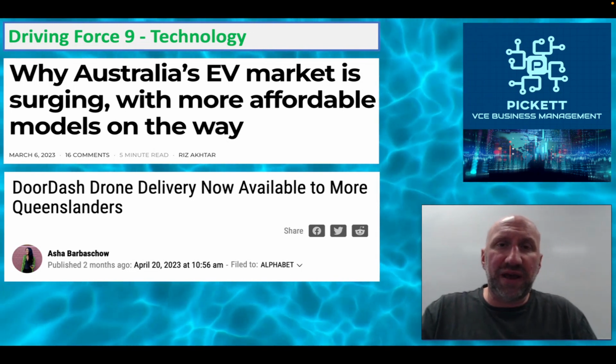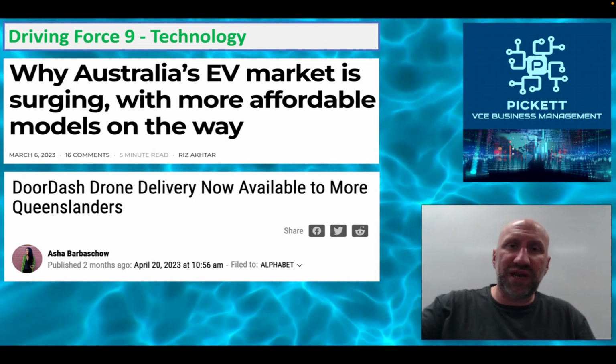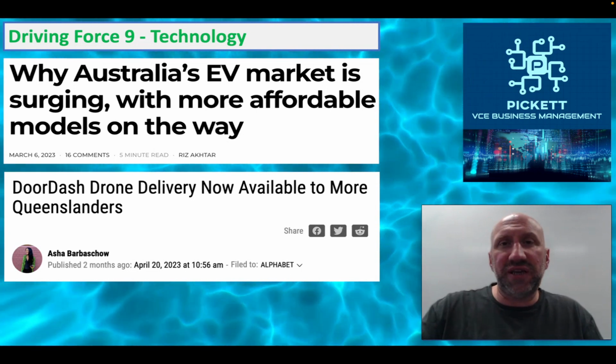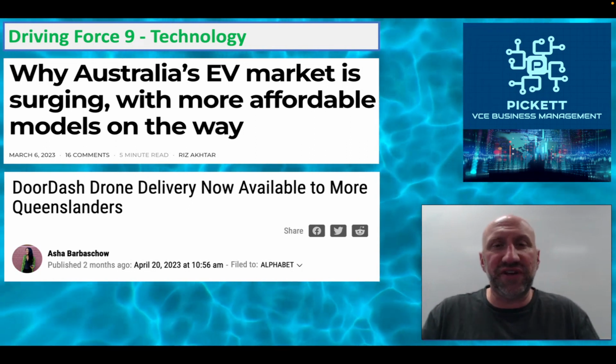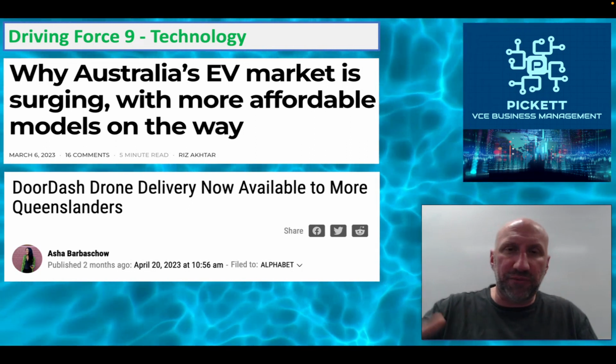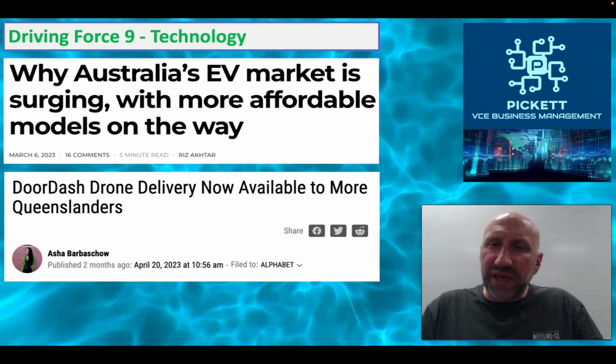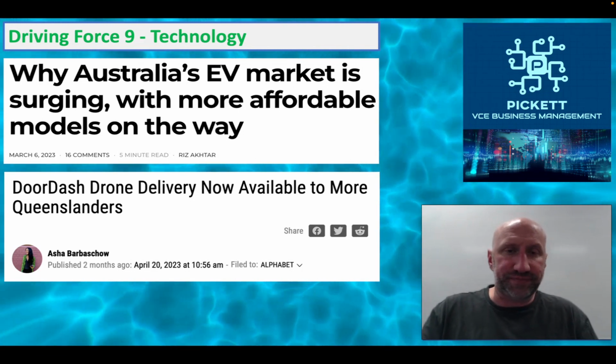So, cars now are having to go more down the EV market, and year on year now, a high proportion of new vehicles sold are EVs. If not pure EVs, it might be hybrids or plug-in hybrids, whatever it might be.